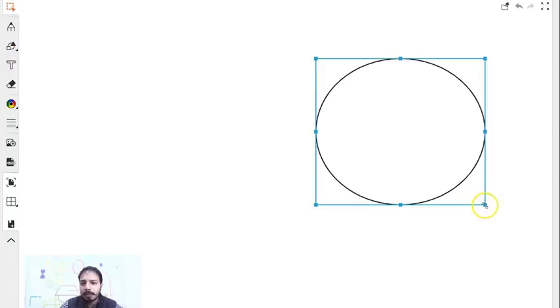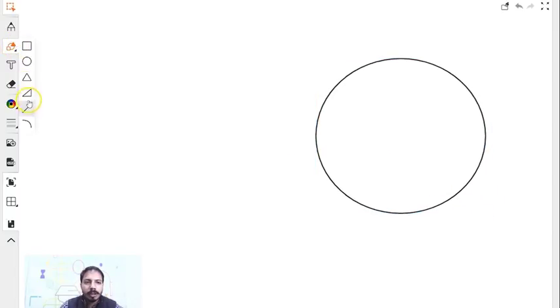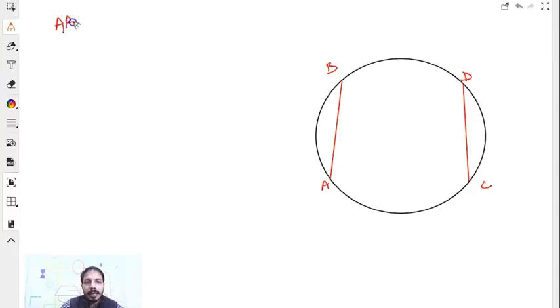Suppose we have two chords. Let me say this is one chord, and let me take one more chord here. I can take the chord in any direction. These are two chords. This is AB, and this is CD, and I know that AB is equal to CD. This is given to me.